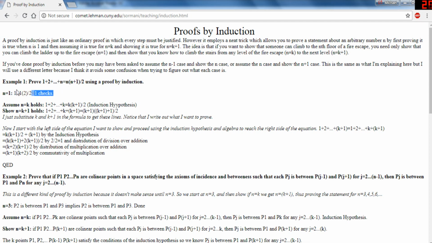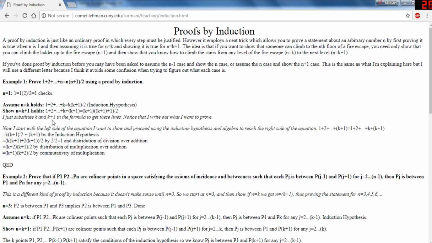So that checks. Now we assume that this works for k, for whatever number it is. Based on our claim, we assume that it works. So you get 1 plus 2 all the way up to k equal to k times k plus 1 over 2. We're assuming it works for k, if you substitute k for n. Now we have to show that for the next term, k plus 1, it works.